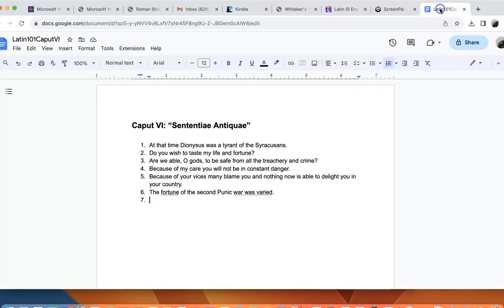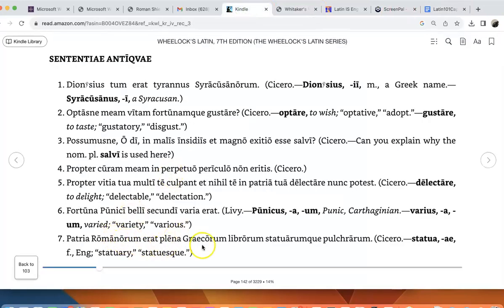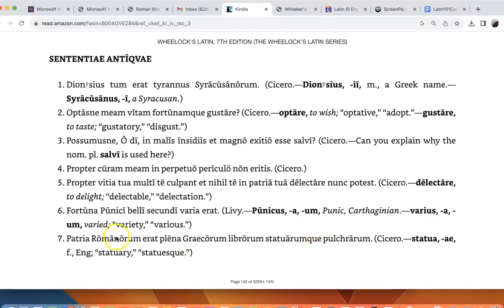So let me write that down here. So the fatherland of the Romans was full of Greek books and beautiful Greek statues. Let's see if I got that right here. So the fatherland of the Romans was full of Greek books and of beautiful Greek statues. Yeah. Now, what does it even mean?